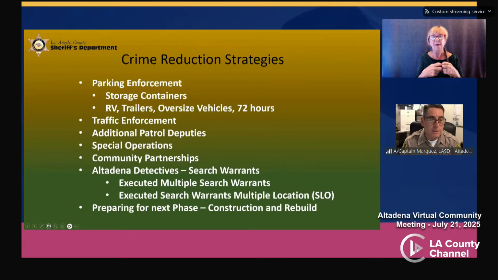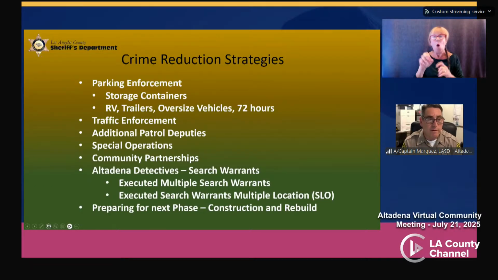Another one's going to be RVs, trailers, oversized vehicles, and any vehicles that are going to be parked over 72 hours. So those are our major concerns. And we're currently working with park enforcement to implement strategies to either have people just move them. That's our ultimate goal, but citations if necessary.